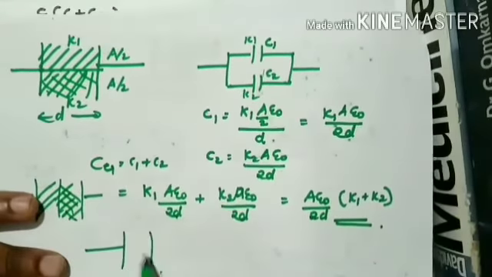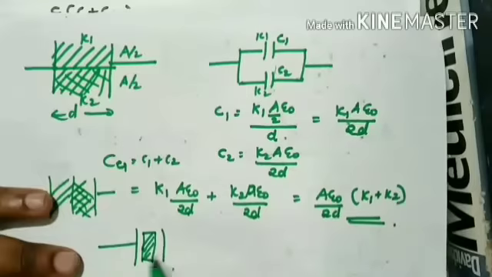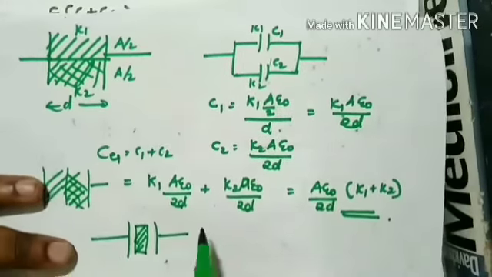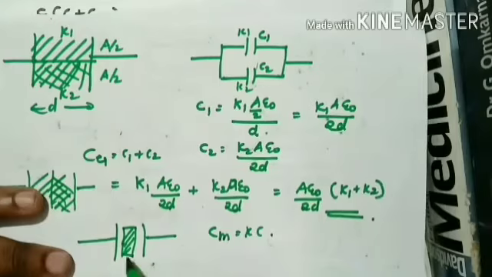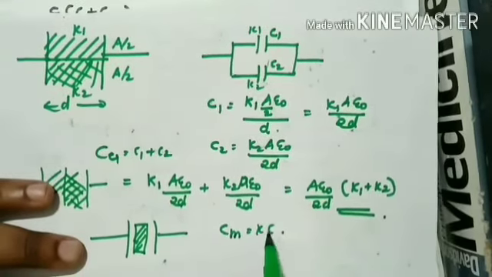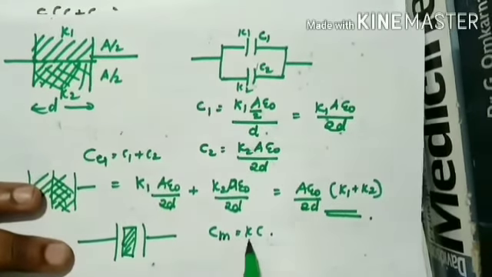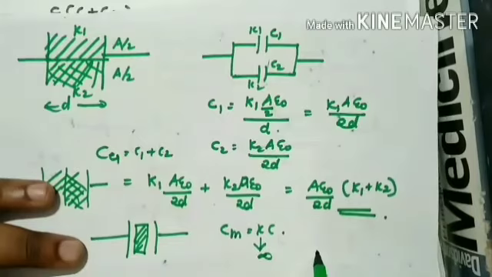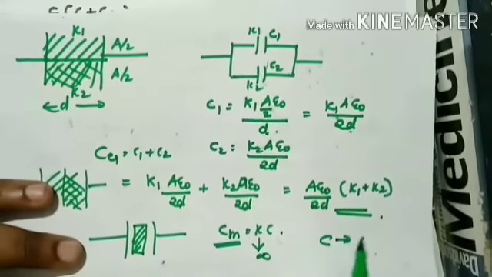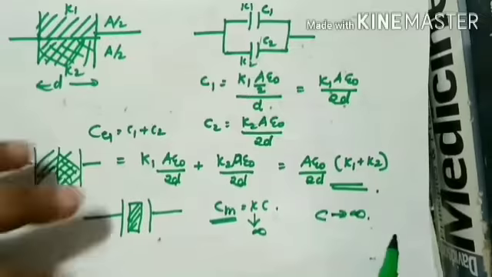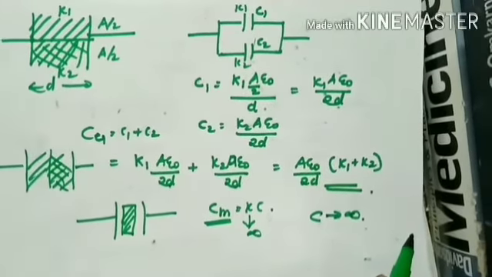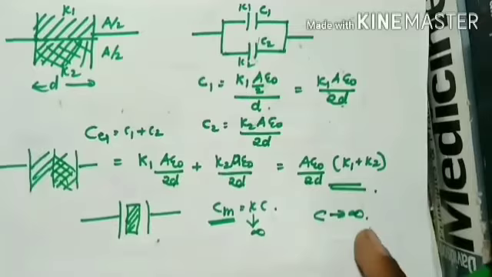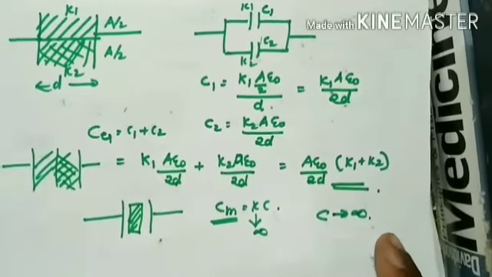Suppose you have a capacitor and you keep a metal plate inside it. What happens to its capacitance? You know Cm is equal to K into C. So whenever you introduce a medium, the capacitance increases. In a metal plate or a conductor, K is infinity. So the capacitance also increases to infinity. When you put a metal plate or a very good conductor between a parallel plate capacitor, its capacitance goes to infinity.